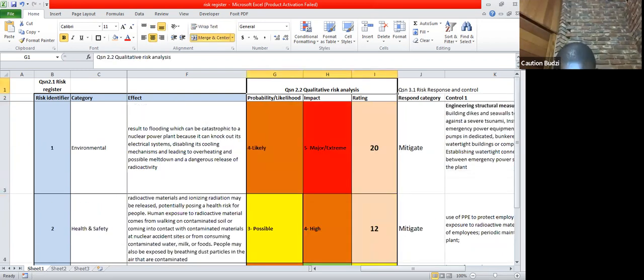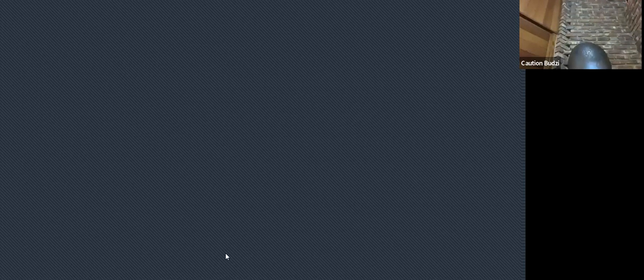So this is our question 2.2. Do we have any questions with regard to the risk rating, the likelihood, the impact, and the rating score?